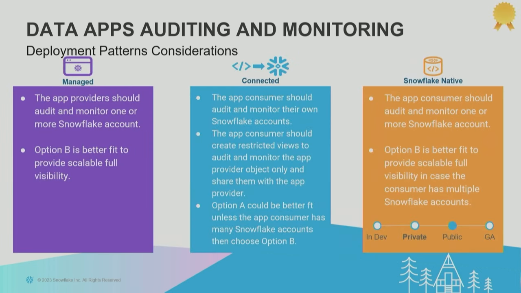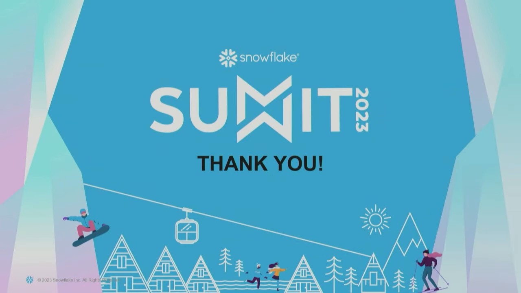How this plays out from deployment patterns: in a managed app, the app provider manages all aspects of auditing and monitoring. Option B could be a better fit because the managed app may have multiple Snowflake accounts. With connected apps, the app consumer audits and monitors everything, but the app consumer can create a limited view to show only the auditing and monitoring for the related objects for that app provider, not for everything, right? And now if you go with native apps or connected apps, you might choose option A, but if you have a larger number of accounts, even 3, 4, 5, you may consider option B for better scalability and security as well. And with that, pretty much covered everything. Thank you very, very much.